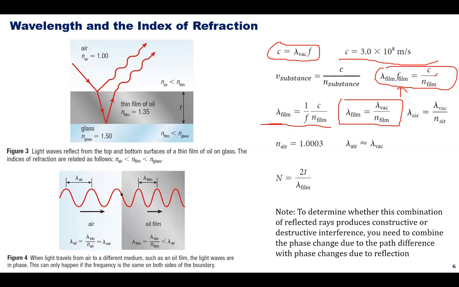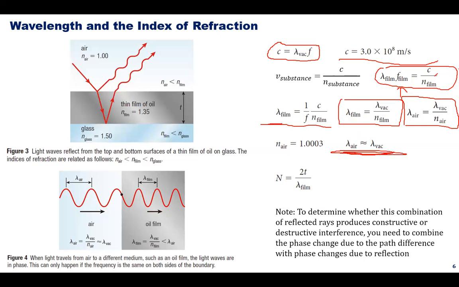The same is true for light traveling in air, with lambda_air equals lambda_vac over n_air. Given that n_air, the index of refraction of light in air, is very close to 1, actually approximately 1.0003, and interference effects are not usually considered in air, the wavelength of a light wave in air is close to its wavelength in a vacuum. So we can approximate lambda_air equals lambda_vac.